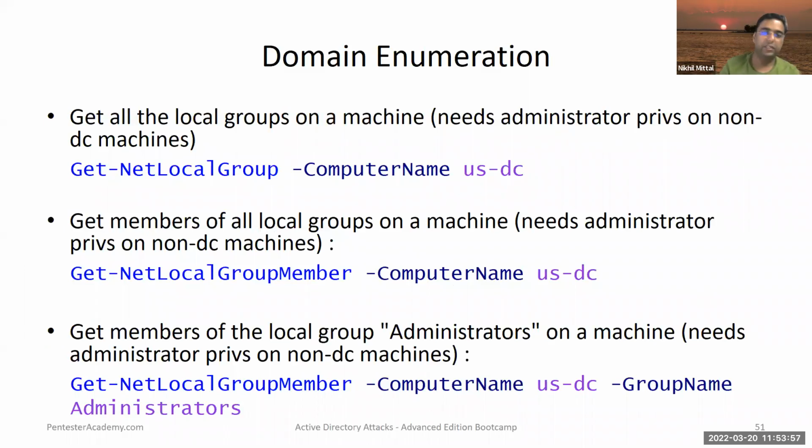We can also get local group memberships on a machine. Please note that for all of these three commands, to be able to run them on anything else than the DC, you need local admin privileges. You can get all local groups on a machine. On the DC, you can run it without admin privileges, but it needs administrator privileges on non-DC machines. You can get membership of all the local groups using Get-NetLocalGroupMember from PowerView. Both of these are from PowerView.